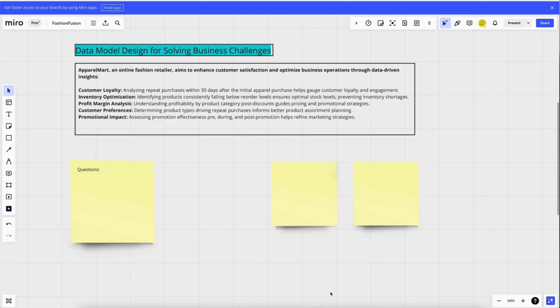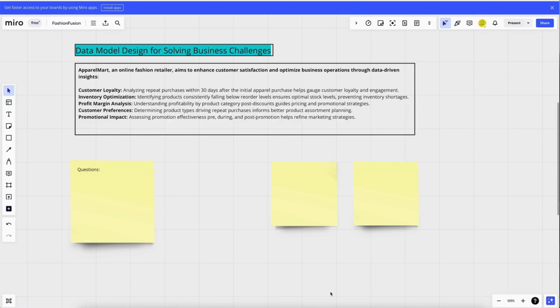Let's start with our first interview problem, data model design for solving a business challenge. The problem statement is: ApparelMart, an online fashion retailer, aims to enhance customer satisfaction and optimize business operations through data driven insights. They have categorized the problem into five different statements. The first one is customer loyalty. They want to know how loyal the customer is, for example, by analyzing repeat purchases within 30 days after the initial apparel purchase, which helps them gauge customer loyalty and engagement.